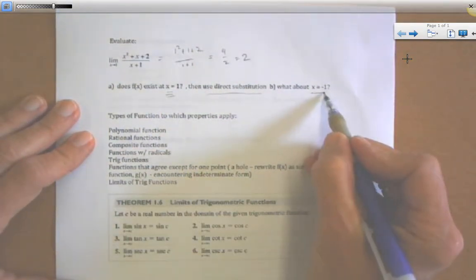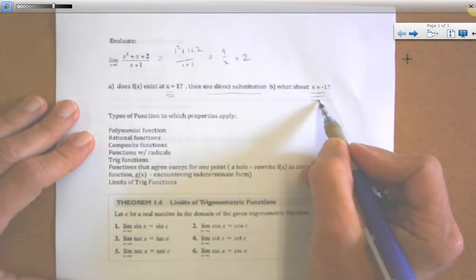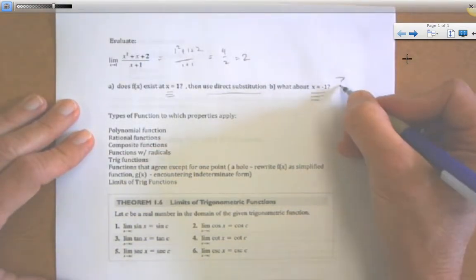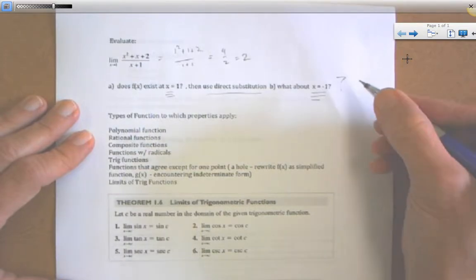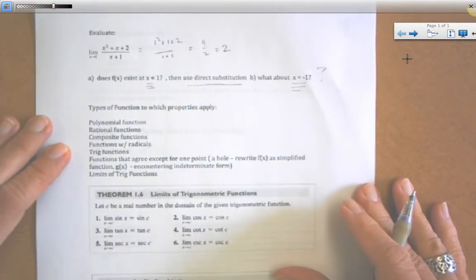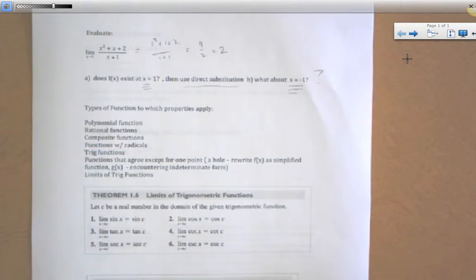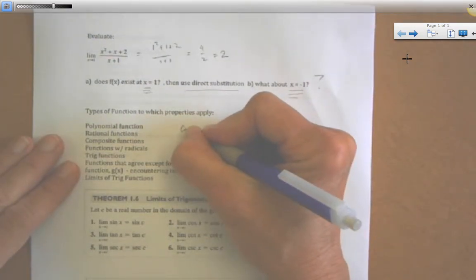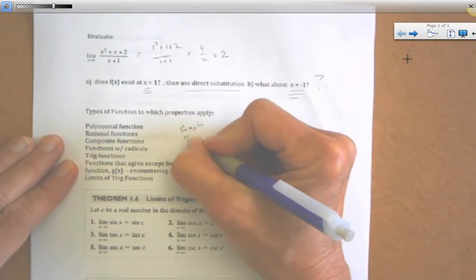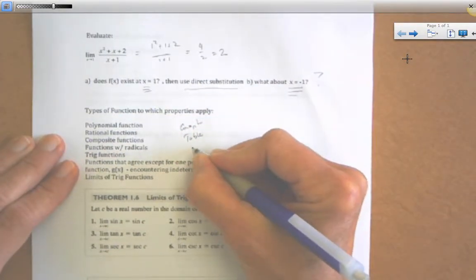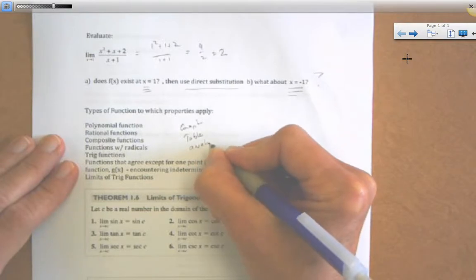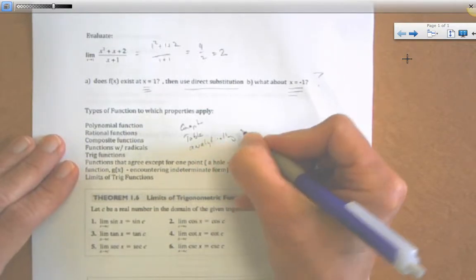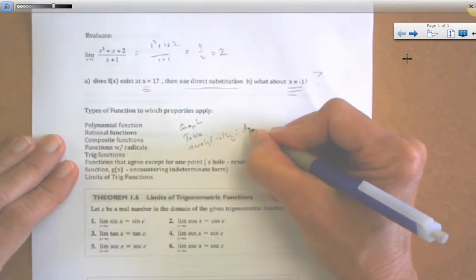But what if I was trying to find the limit at x equals -1? Could I find that limit at that location? Let's talk about that tomorrow in class. So we're going to expand the types of functions that we're going to be finding the limits of. That means either we can look at the graph, or we can look at the table, or we can examine it analytically. And the first method we've used analytically is direct substitution.